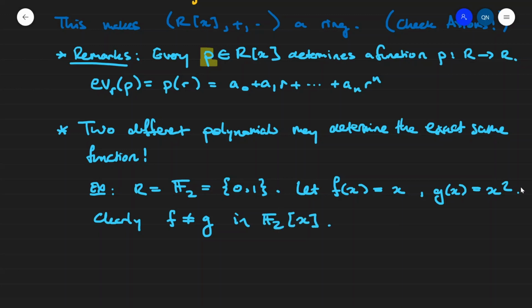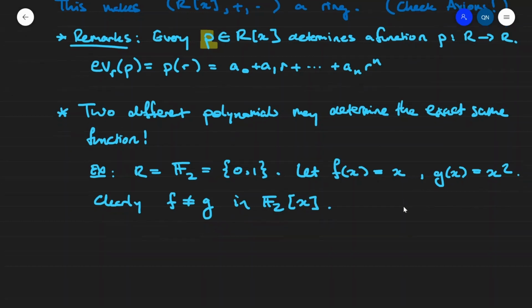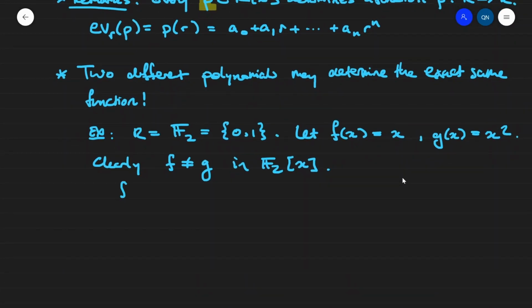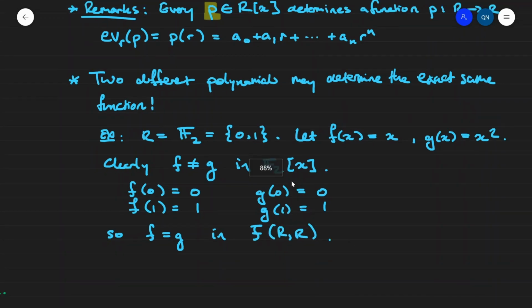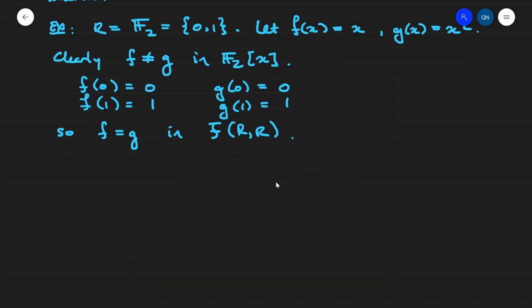If I imagine the coefficients of these polynomials being in F2, but as a function, you'll notice that f of 0 is just going to be 0. g of 0, well, 0 squared is also 0. If you take a look at f of 1, well, that's just the identity, so 1. g of 1 is also equal to 1 because 1 squared is equal to 1. So f and g are in fact equal to each other in the ring of functions from R to R. So that's just something interesting to note about these polynomials.